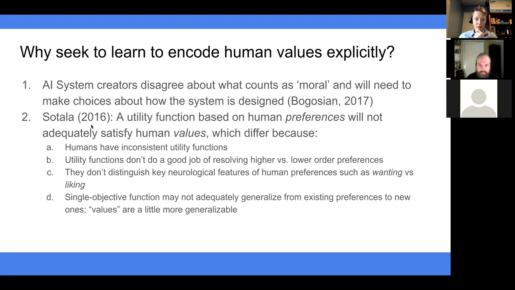Kaj Sotala wrote about how a utility function based on human preferences doesn't always satisfy human values, which differ because humans have inconsistent utility functions. Utility functions don't always do a good job of resolving higher and lower order preferences, don't distinguish key neurological features of human preferences, such as wanting and liking, and may not adequately generalize from existing preferences to new ones. Values are a little bit more generalizable.